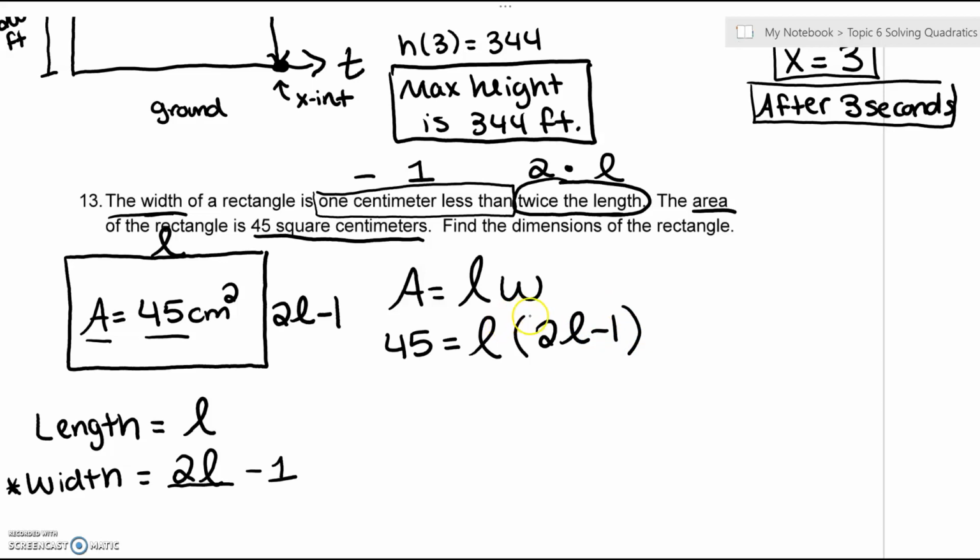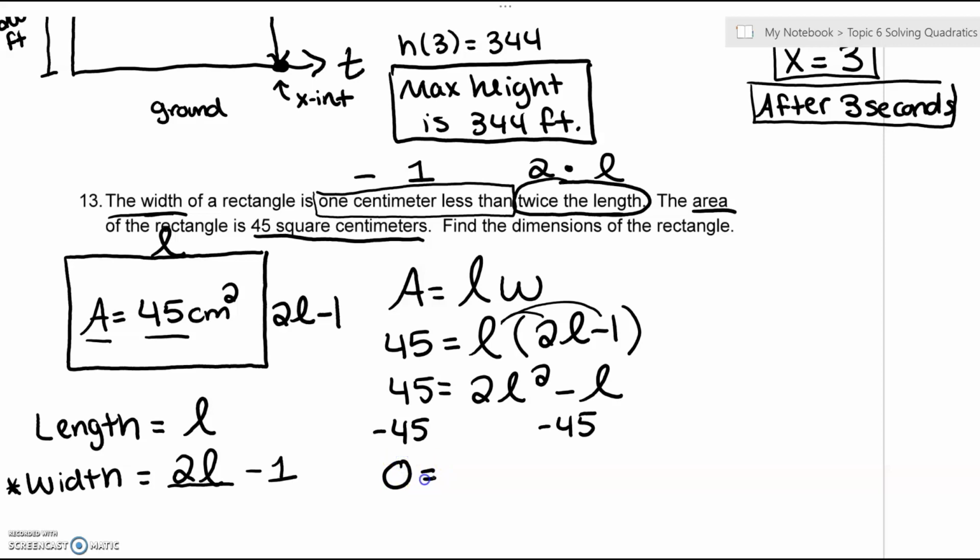First off, I notice that I have parentheses, so I need to distribute. I'm going to have 45 equals L times 2L, which will be 2L squared, and then L times negative 1 will be negative L. I know that I have to get quadratics equal to 0, and the easiest way to do that is to subtract this 45 from both sides. So I'm going to have 0 equals 2L squared minus L minus 45.